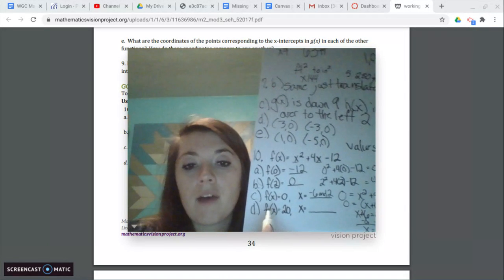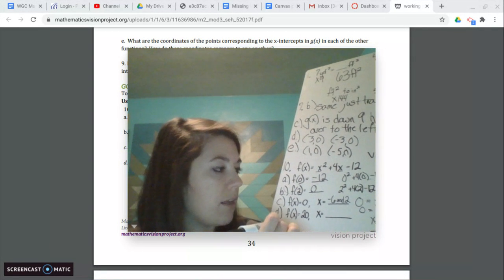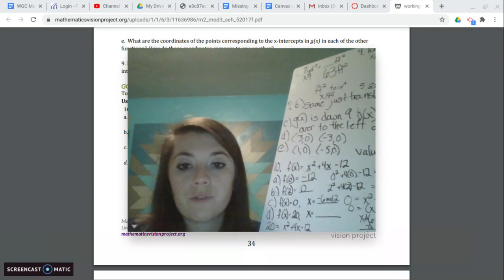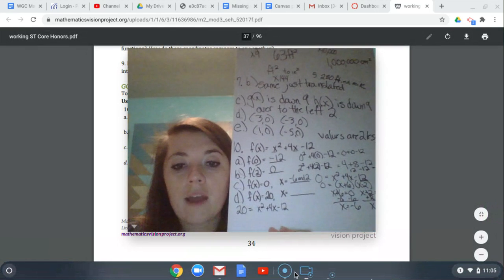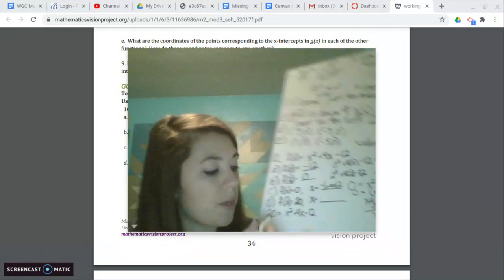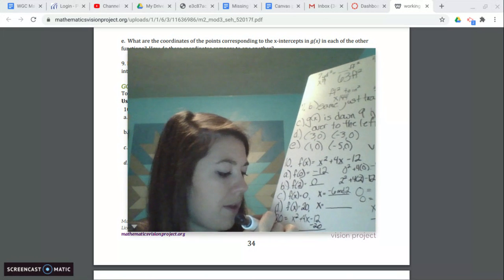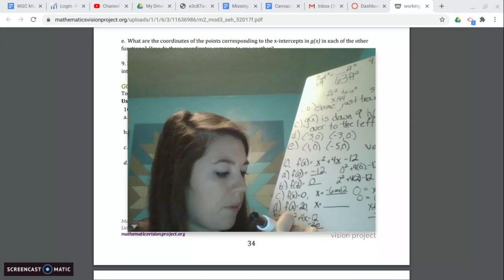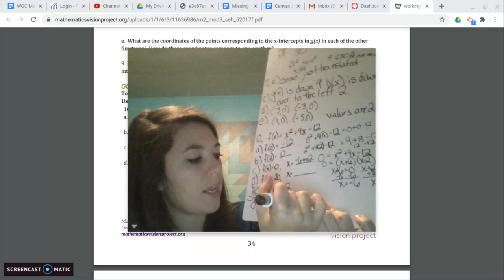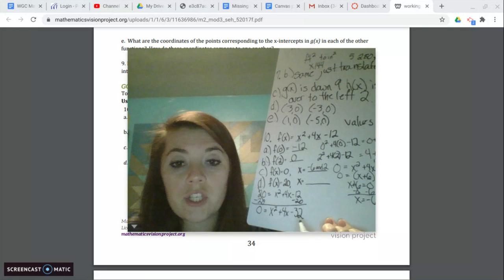All right, the last one, we have f of x equals 20. So for this, same idea. We're going to set 20 equal to x squared plus 4x minus 12. We need to make this 0 in order to solve. So we're going to subtract the 20 from both sides. So now we have 0 equals x squared plus 4x, negative 12 minus 20 is going to give us a negative 32.